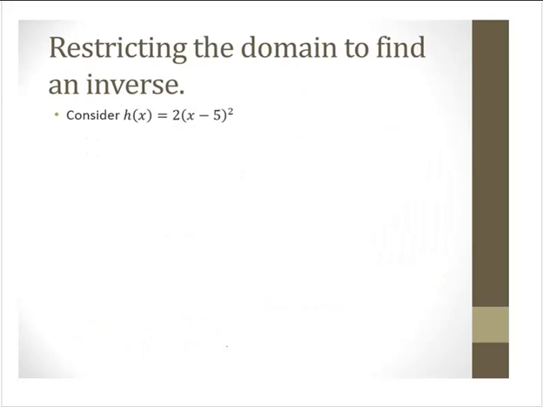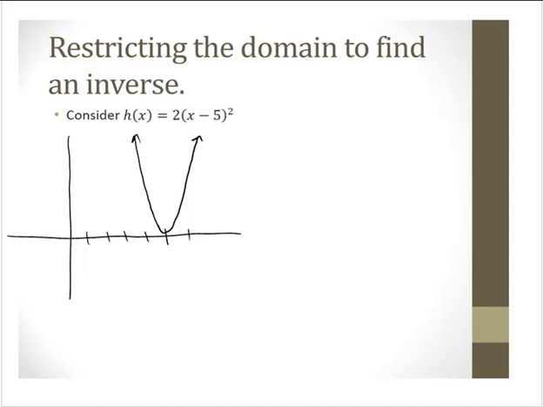Earlier, we considered the function h of x equals 2 times (x minus 5) squared. And I created a rough sketch of the function, which gives you something like this. So it's the vertex at (5, 0), and some other points. And we saw that this is not a one-to-one function.